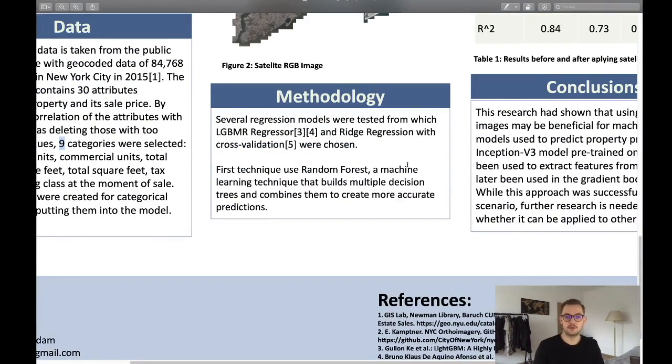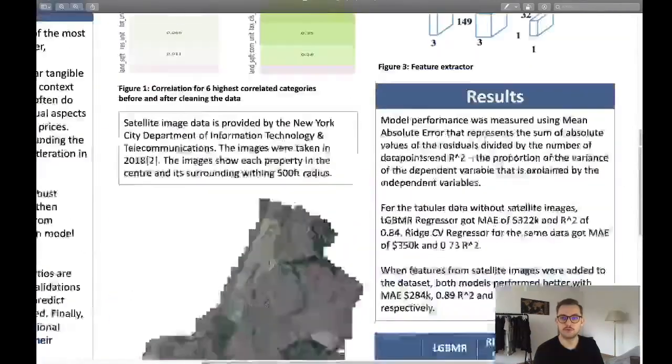So I've tested several regression models. However, due to checking other works on housing predictions, I've seen that LGBM regression and ridge regression had been really good. Therefore, I've chosen to use those. The first technique uses random forest and gradient boosting. Random forests are typically really good with tabular data sets that have a lot of categorical data. Therefore, I've chosen to use this one.